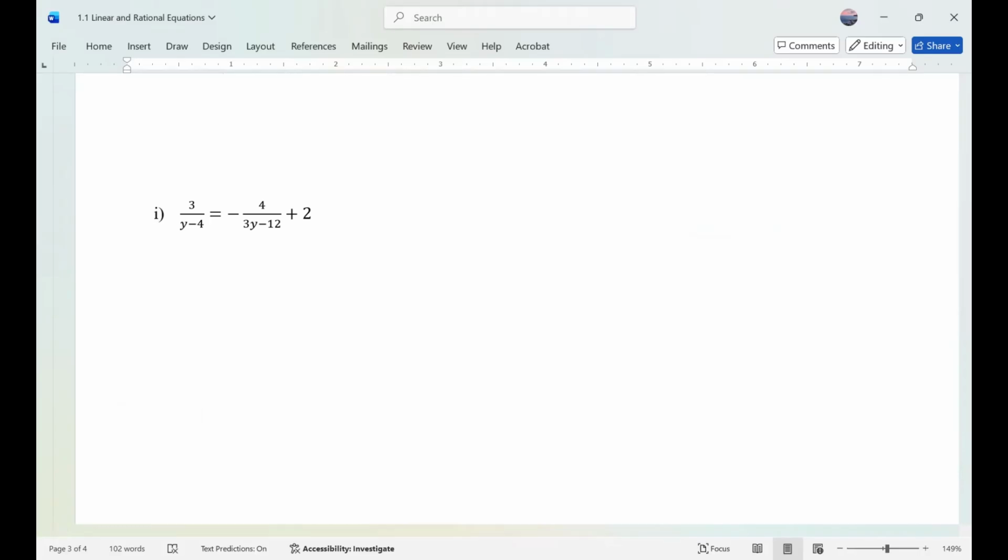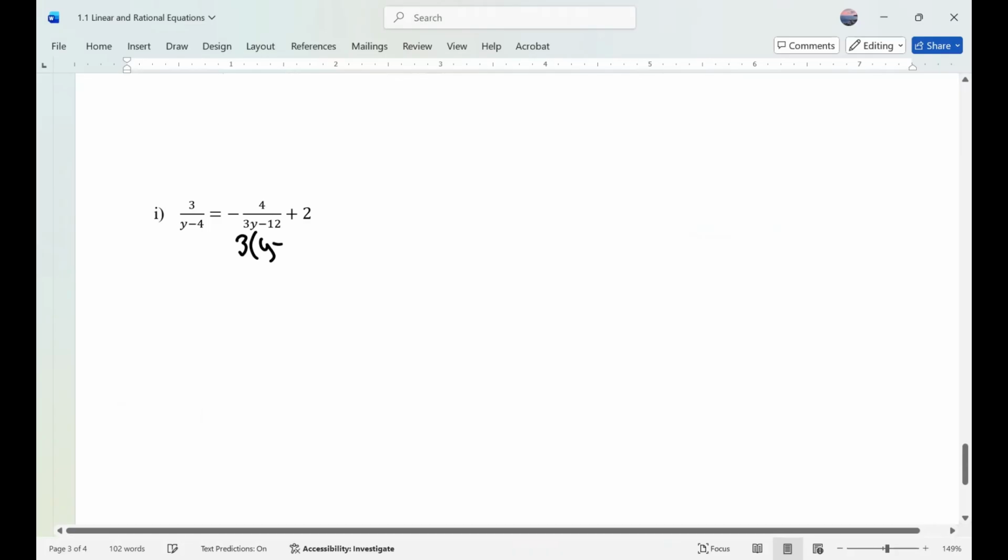So y minus 4, we can't factor that, so that's fine the way it is. 3y minus 12, we can pull out a 3, and that leaves us with y minus 4. And I'll never use that 3y minus 12 again. I'm going to use it as 3 times y minus 4 instead. All right, so we do our extraneous. Keep in mind this is y can't equal, because I've changed my letters to y instead of x.